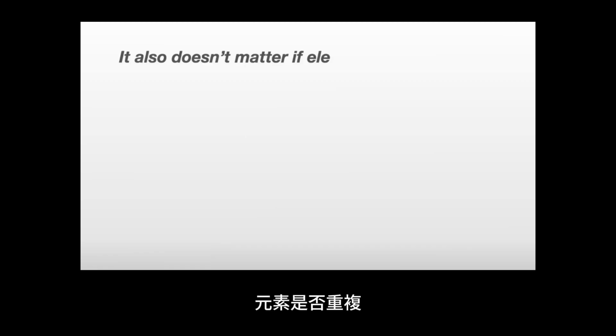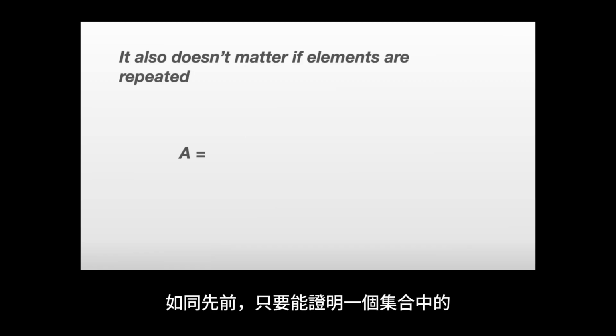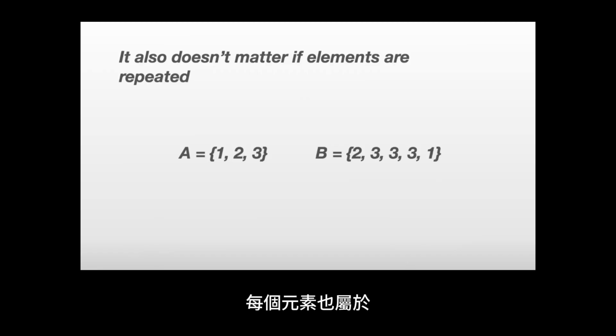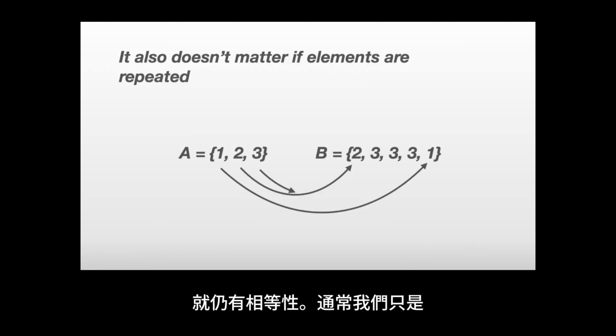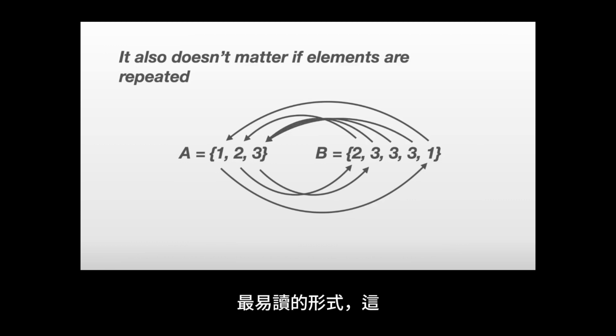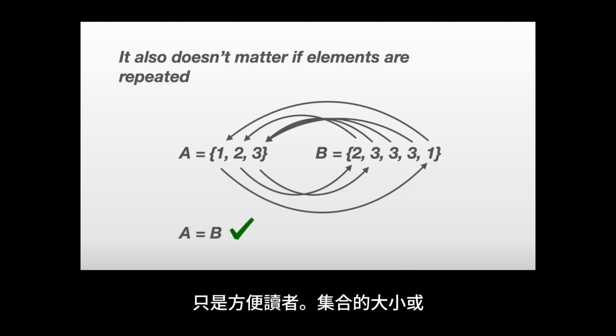It also doesn't matter if the elements are repeated. Like before, as long as every element in one set can be shown to also be in the other, we still have equality. Generally, we just write the elements in a way that's easiest to read, which usually means without repetitions and often in some sensible order. But just to be clear, it makes no difference to the set, just to us as readers.